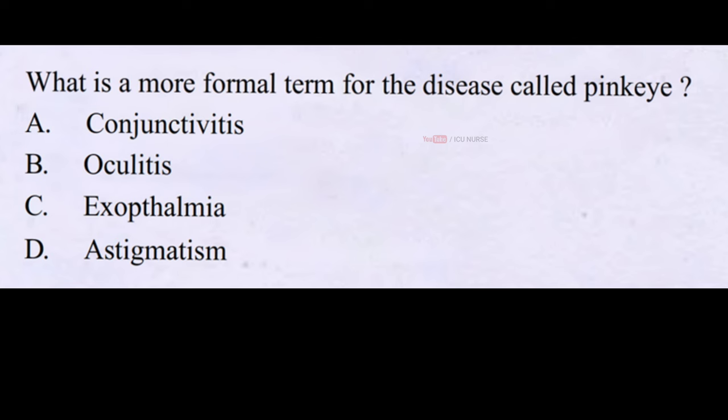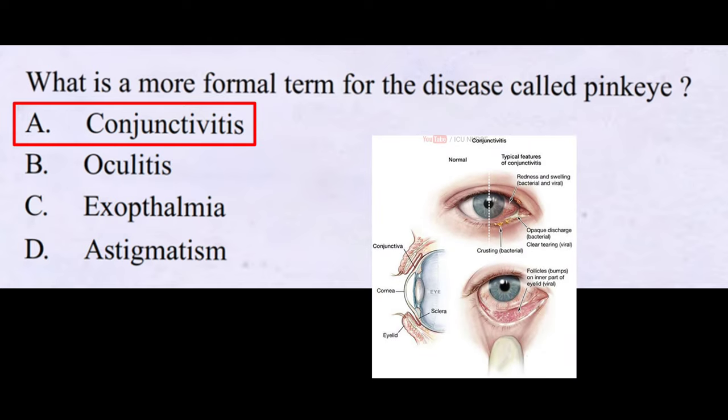What is a more formal term for the disease called pink eye? A. Conjunctivitis. B. Oculitis. C. Exophthalmia. D. Astigmatism. And the correct answer is A. Conjunctivitis. People often call conjunctivitis pink eye because it can cause the white of the eye to take on a pink or red color. Symptoms of pink eye can vary but typically include redness or swelling of the white of the eye.